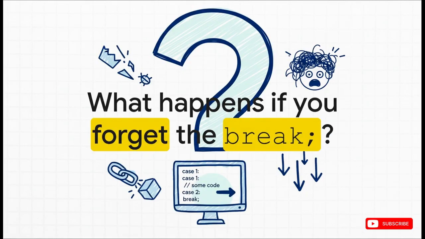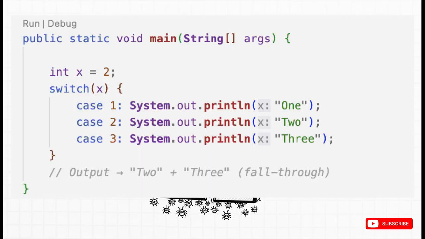And that, of course, brings us to the question that has probably haunted every single Java developer at some point in their career. What on earth happens if you forget to add that break? Well, this is what happens, and it's not pretty. Without that break statement to explicitly tell the code to stop, it just doesn't. After it finds a match, it just keeps on going, running all the code in the cases below it. This crazy, dangerous behavior is known as fall-through.